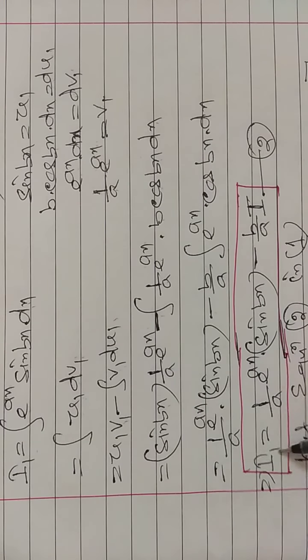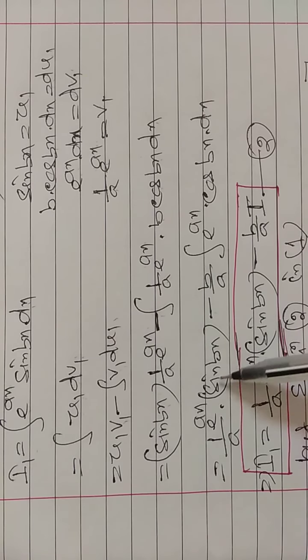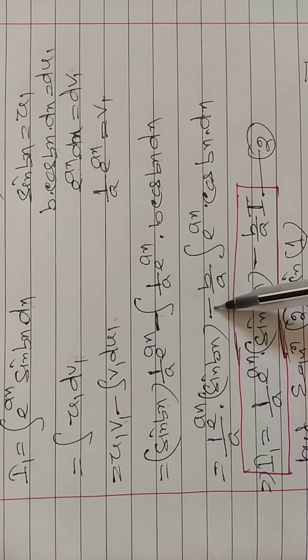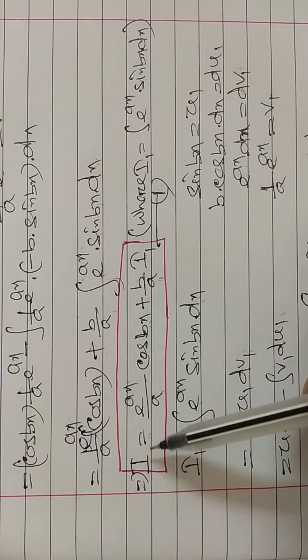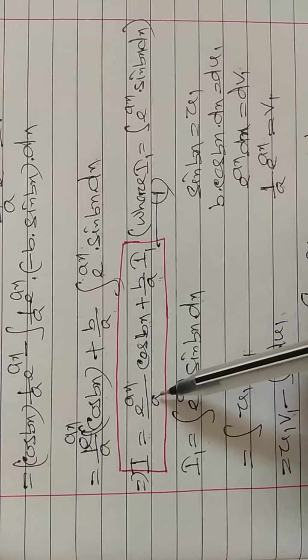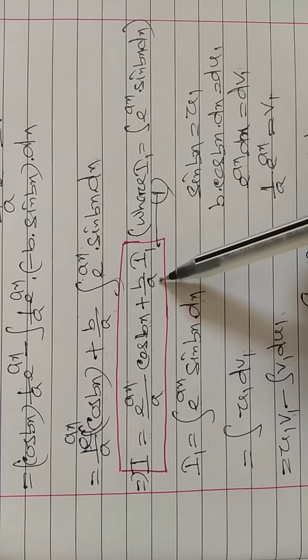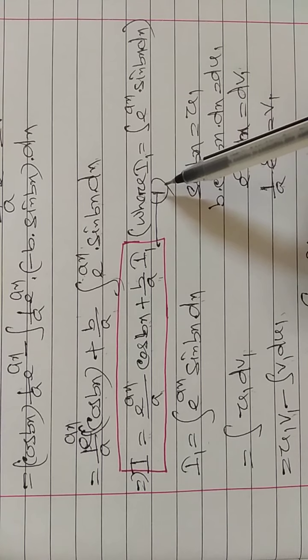So here I1 is equal to 1 by a e to the power x sin bx minus b by a, and the integral of e to the power x cos bx dx is equal to I. So this is minus b by a into I. So we have I1 is equal to 1 by a e to the power x into sin bx minus b by a into I. Let this be equation 2. Again we have I is equal to e to the power x by a cos bx plus b by a I1. This is equation 1.